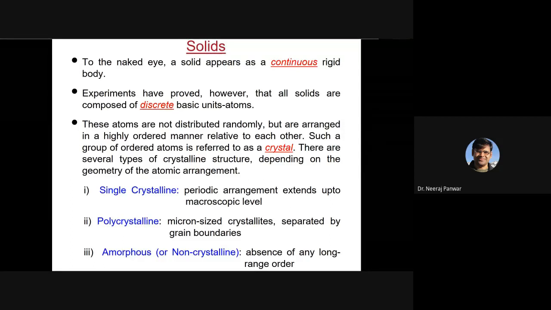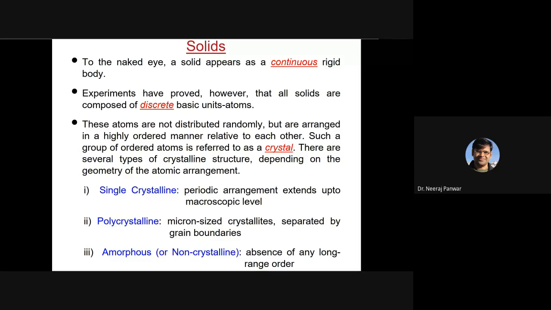Atoms are arranged in a particular fashion, and depending upon their arrangement, we can have different types of crystals. One type of crystal is known as the single crystal. We can have a single crystal, and the structure that a single crystal possesses is known as the single crystalline structure. What is there in the single crystalline structure?